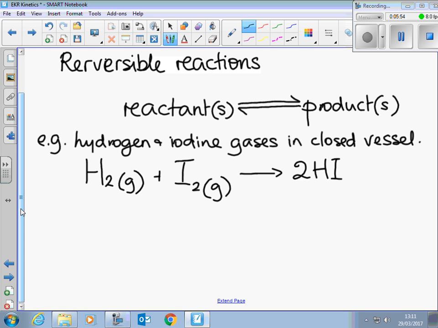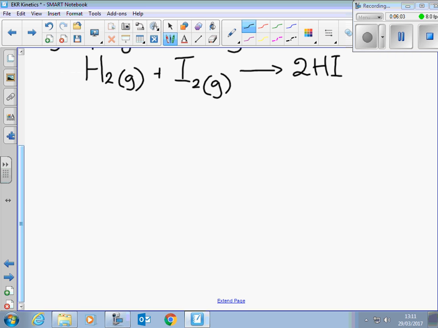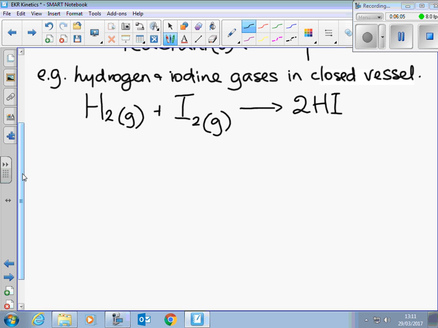But this would be perhaps a glass flask with a bung. So if we've got hydrogen and iodine gases in a closed vessel, they will react together if those are what you put in to start with. But the important thing is that as soon as the hydrogen iodide is formed, it actually starts to break down again. So, it immediately starts to go back the other way.